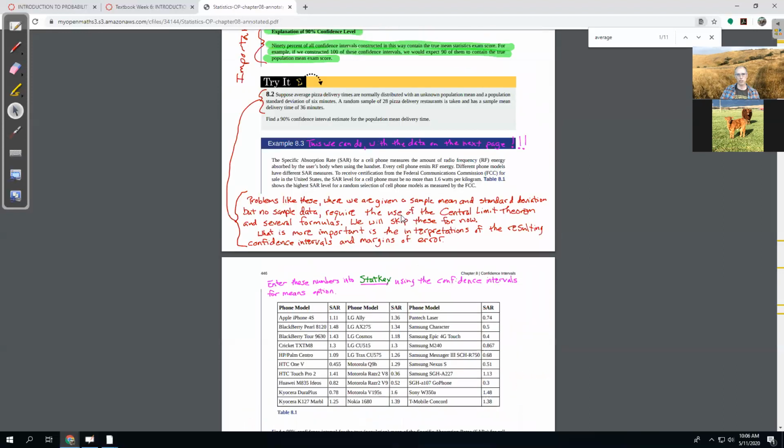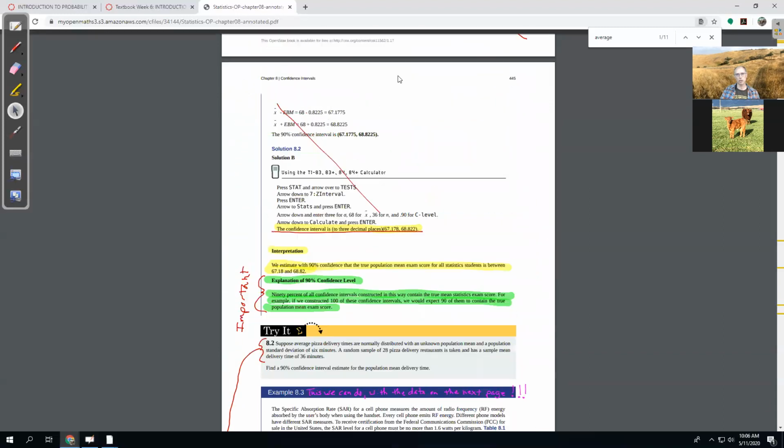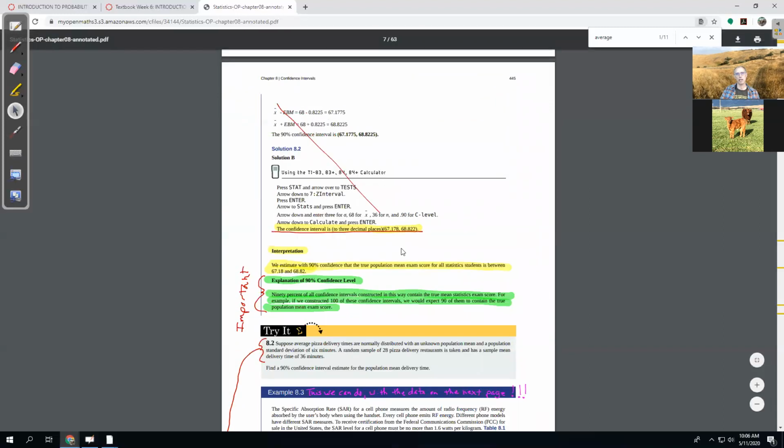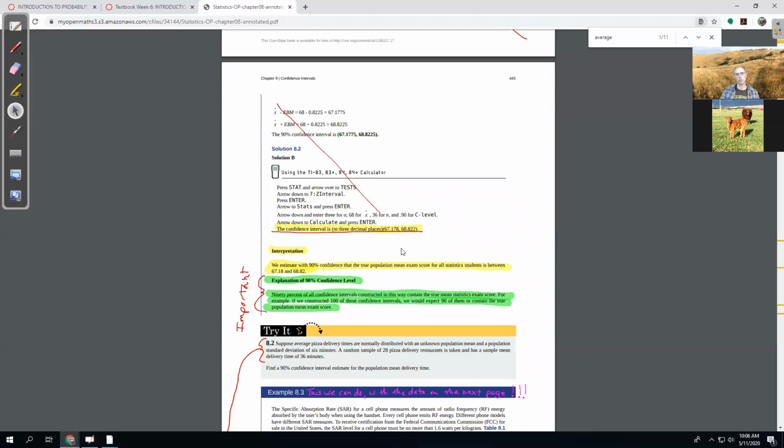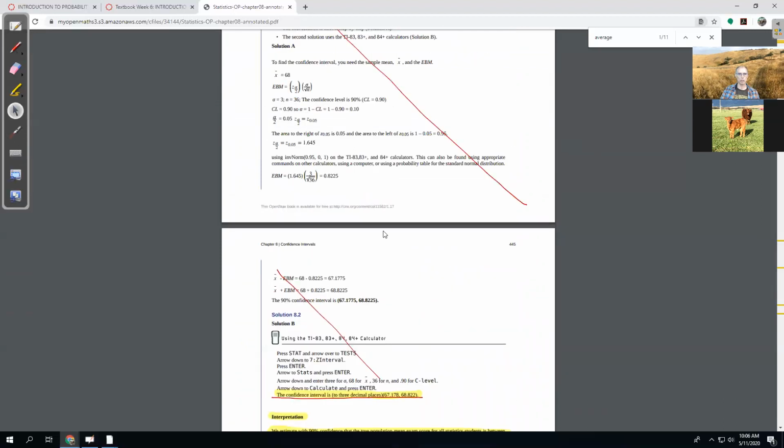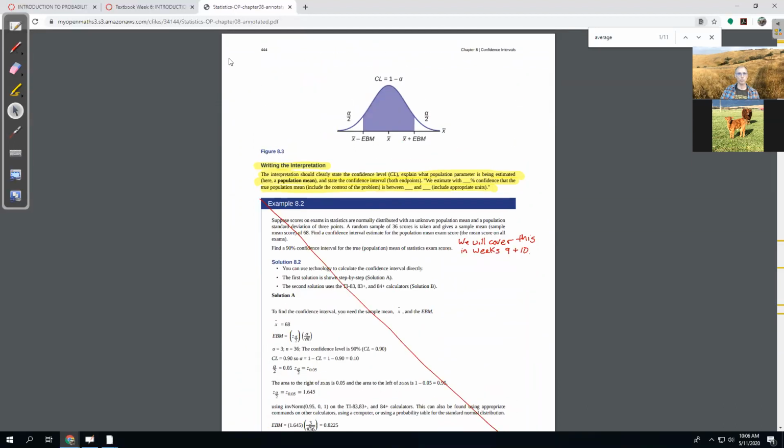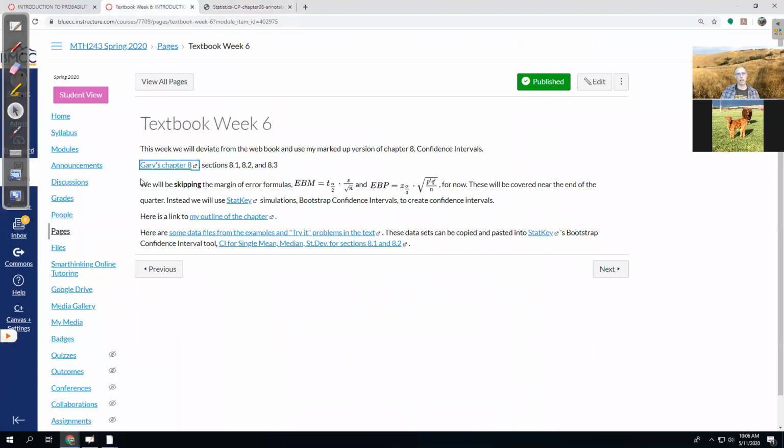So first, we're going to just kind of do it through experimentation, all the stuff in chapter 8. And then in weeks 9 and 10, so 3 and 4 weeks from now, we'll go back and use the theory and all the crazy formulas. So in my note here, I say, hey, we're skipping these formulas in the book, right? So we're not going to do that. So it's important you, again, look at my version of the text, not the online book. We're going to be using StatKey.